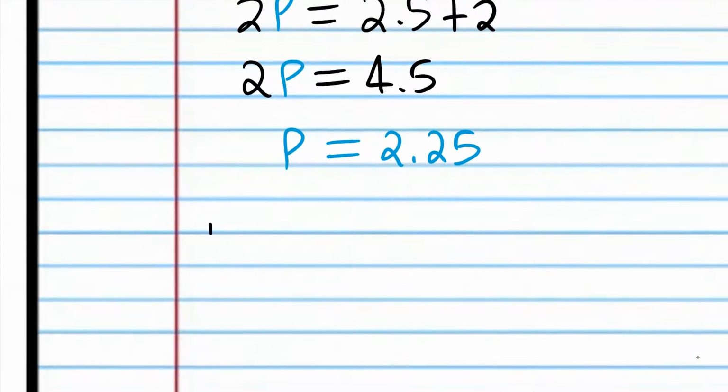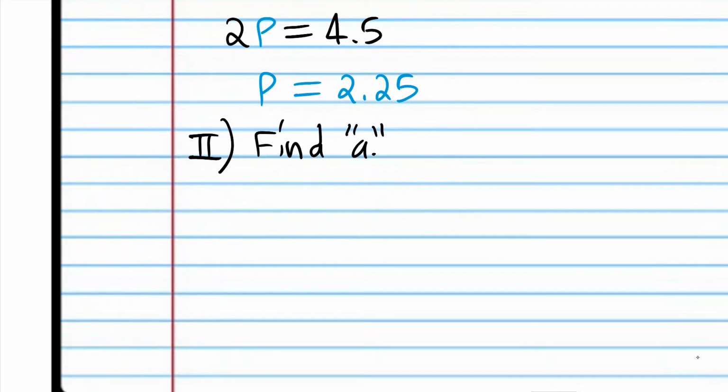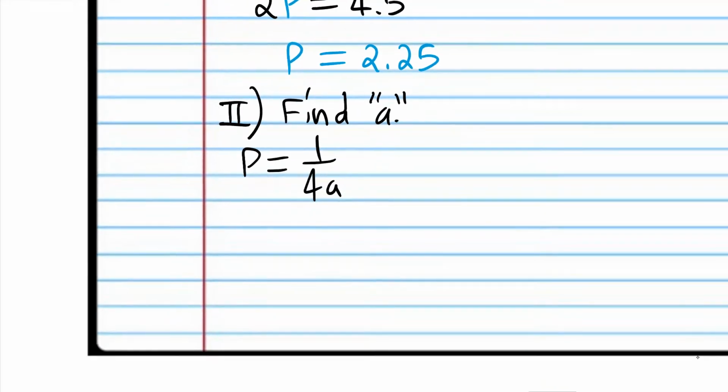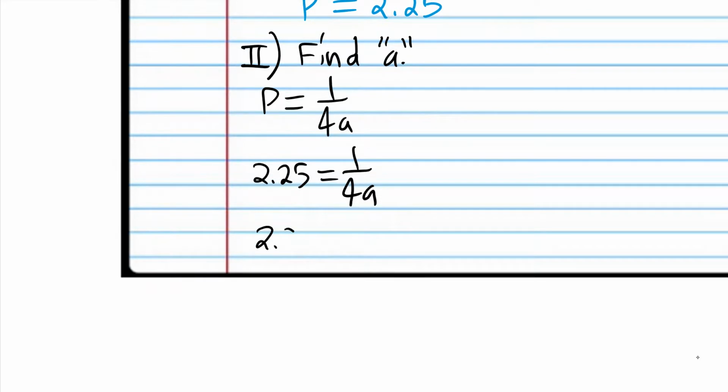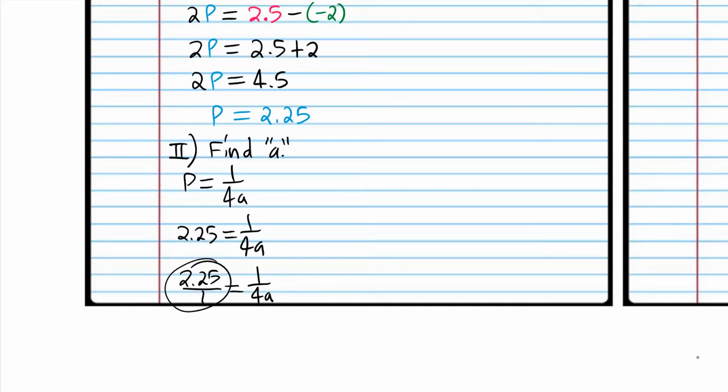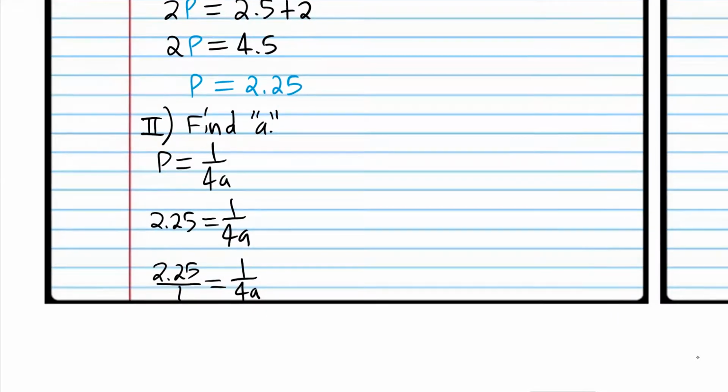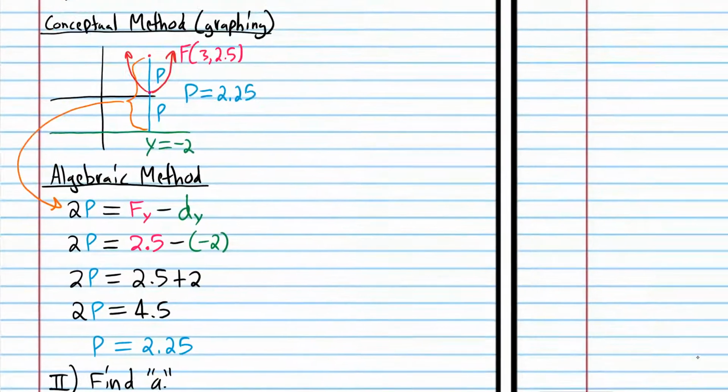Okay, so now we go on to step 2, which is to find, of course, a. Now that we have p, we can find a. So p is equal to 1 over 4a. We can plug in 2.25 for p, and 2.25 can be written as 2.25 over 1. Then I'm going to multiply both sides of this fraction by 4a. Now 4a times 2.25 is 9a.